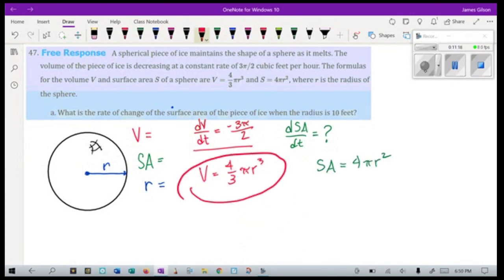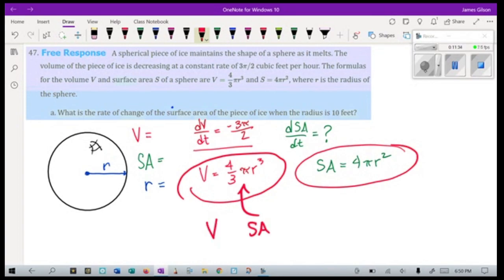So we know that there is a relationship between the volume and the radius. We know that there's a relationship between the surface area and the radius, but ideally we'd have a relationship here that related the volume and the surface area. Can we get there from here? And the answer is yes.